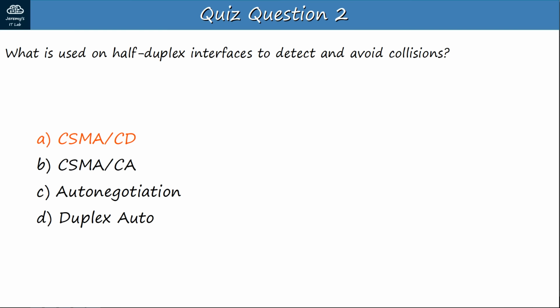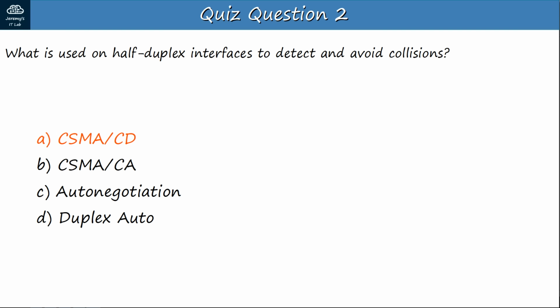The answer is A. CSMA/CD. CSMA/CD stands for Carrier Sense Multiple Access with Collision Detection. It describes how devices using half-duplex listen for activity on a network segment and then send data only when other devices aren't sending. It also describes how a device will react when a collision does occur. So A, CSMA/CD is correct.